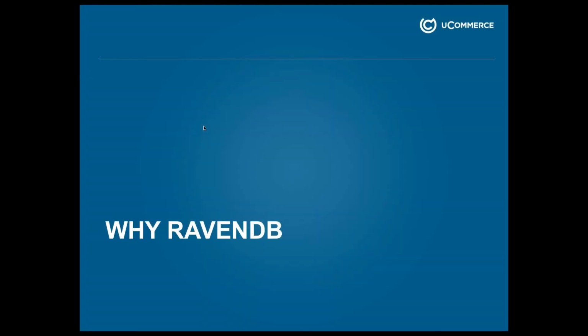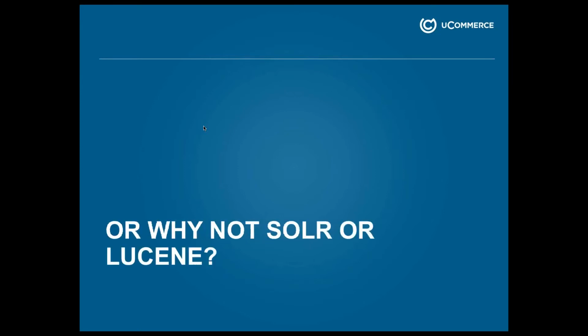Now, the next section here will be about why we actually went with RavenDB. You could also call it why didn't we go with Solr or Lucene. For those of you who don't know, Solr is sort of the gold standard for faceted search. Lucene is for, of course, full text search, but it also has some faceted search capabilities. But there's a good reason why.